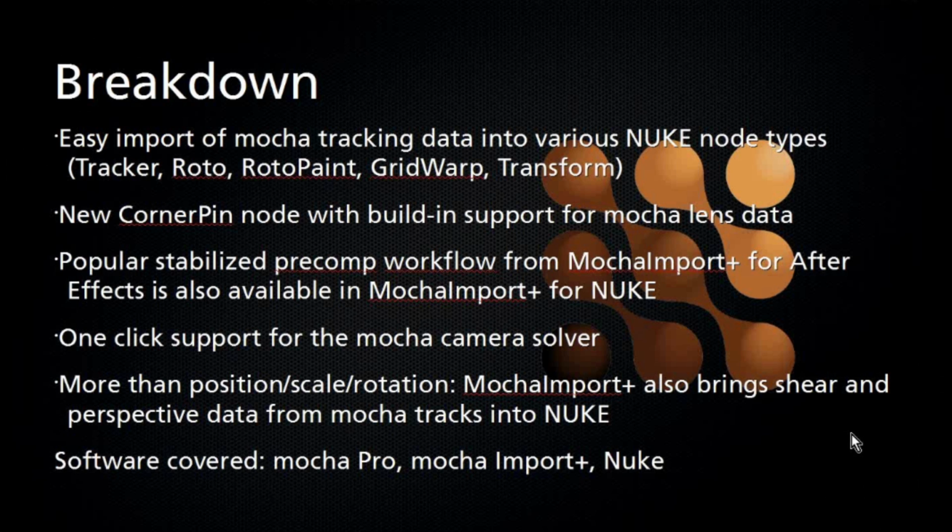If you guys don't know about that, we'll be showing it off, but it basically stabilizes an area and unstabilizes an area. So what you can do is sort of paint or adjust that area, and then Mocha will just put it right back in your shot with Mocha Import Plus. It also does one-click support for the Mocha camera solver, which is great because you don't have to do a really huge node tree. Mocha Import Plus actually makes that node tree for you.